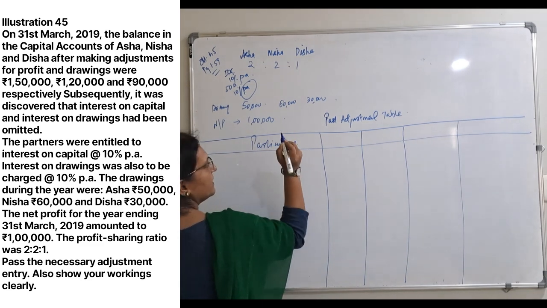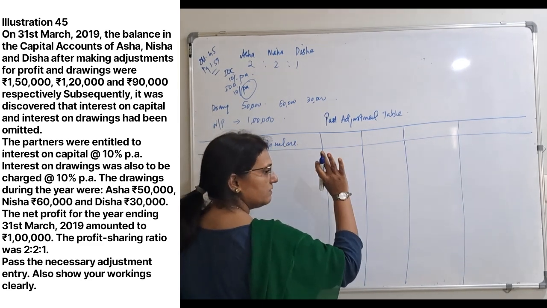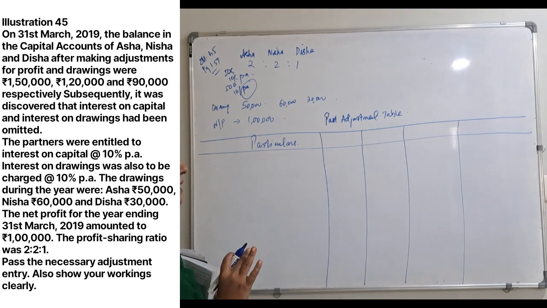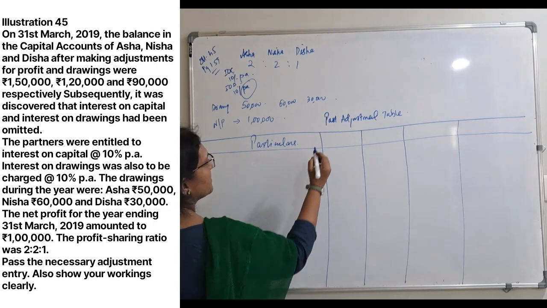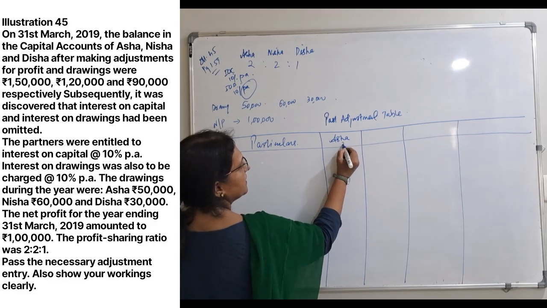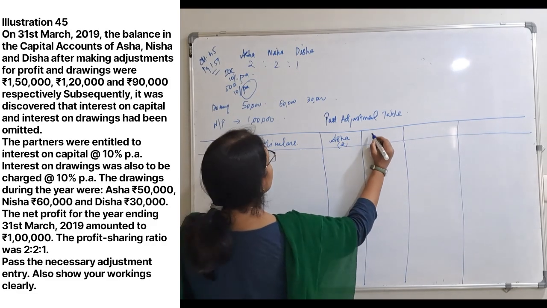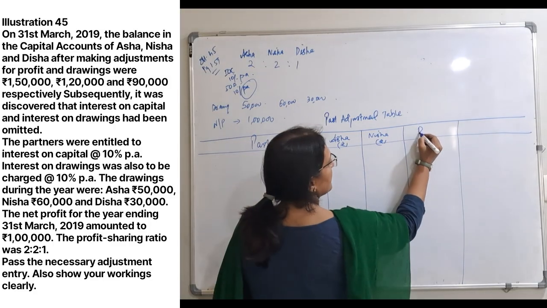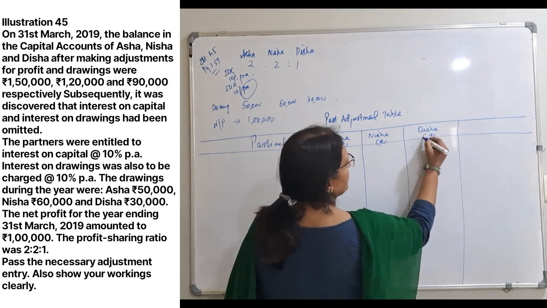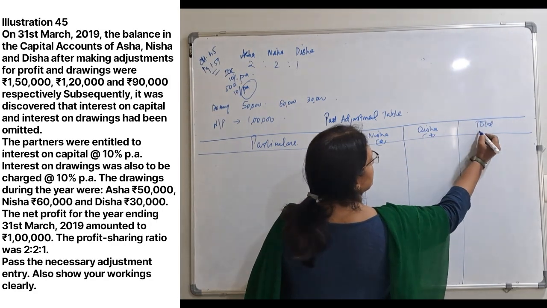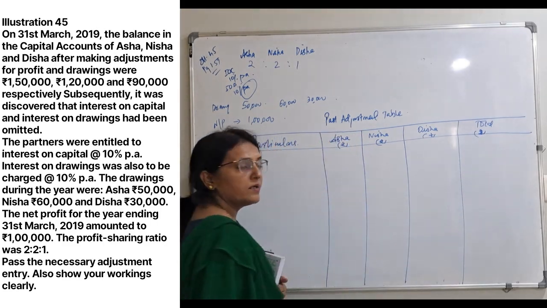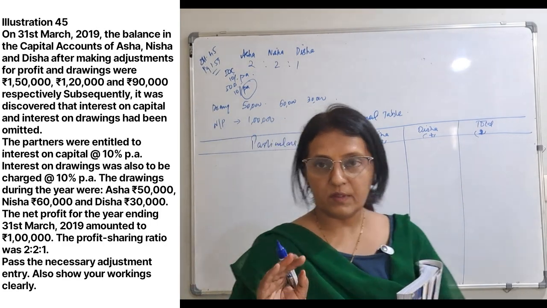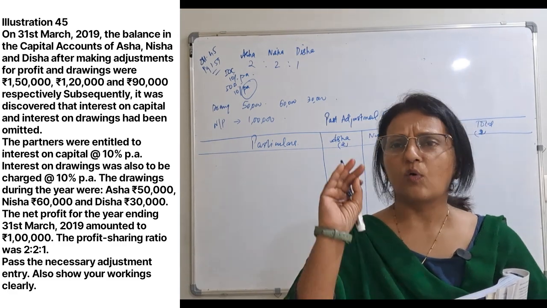Always keep the format as per what is given in the book. It will be very easy and you will get marks also for this. Asha, write the rupees sign. Nisha, rupees. Disha, rupees. And total, rupees.